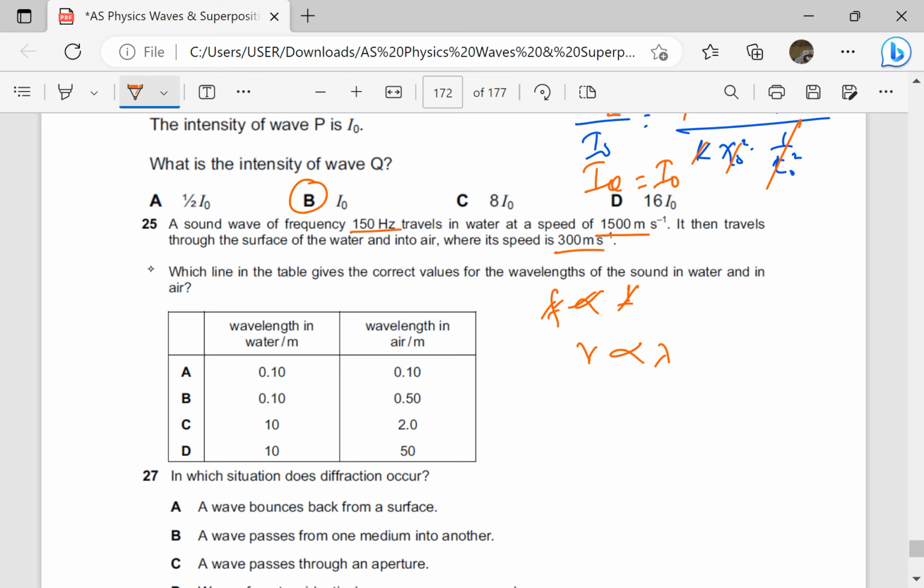So in water, 1500. This one is showing it is the same when the speed has changed. No, this one is showing that the wavelength in water is smaller than the wavelength in air, yet the speed in water is higher. This is wrong. This is showing the wavelength in water is greater than the wavelength in air. Yes, because speed is directly proportional to wavelength. High speed, greater wavelength for the same frequency. So the answer is going to be C.